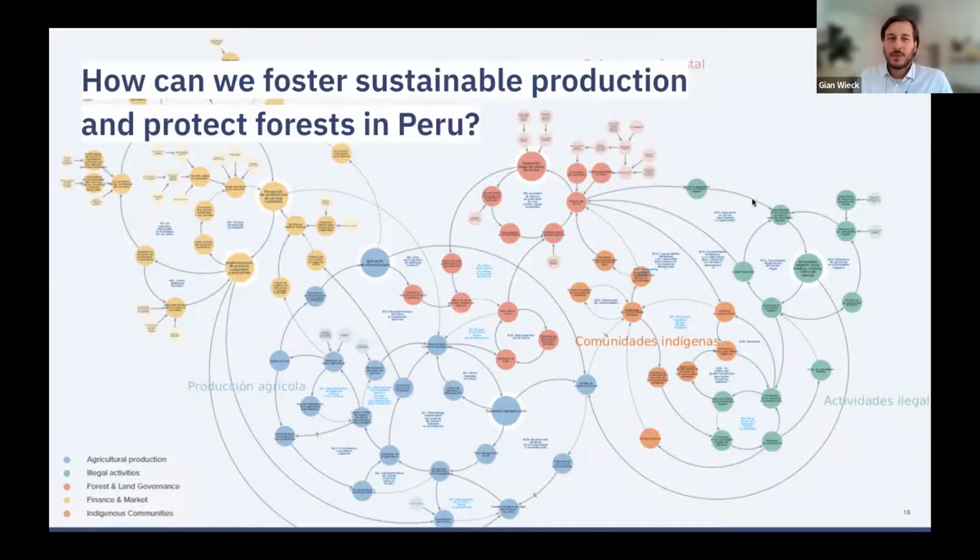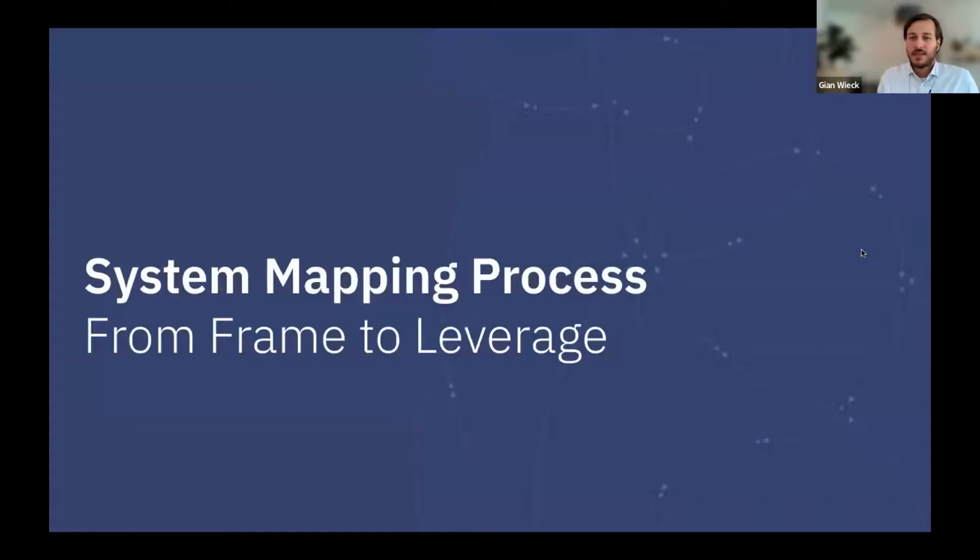And now to focus a little bit more, how do we get there? How can we actually develop such a map, and how can it help in a shared understanding? I want to talk a little bit more about this process. So how do we get from framing the project, from framing the question, to actually the system map, and eventually also identifying leverage points within it?